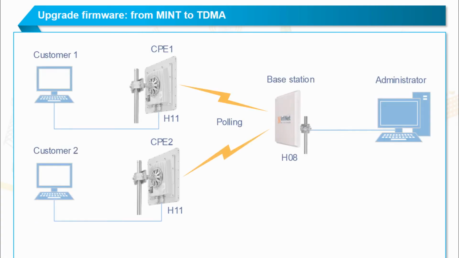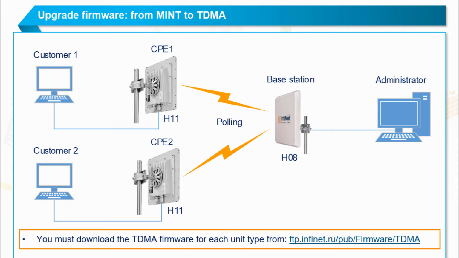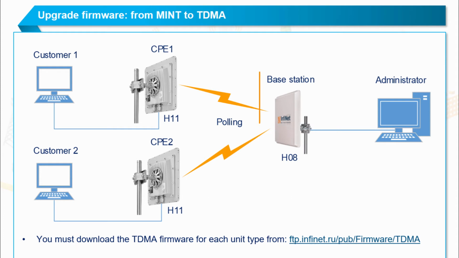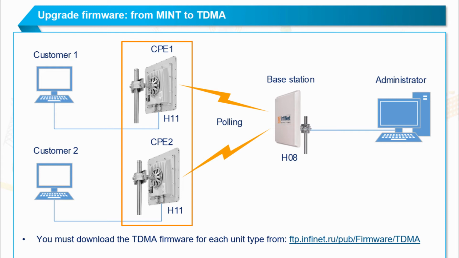As an example, I have prepared a simple point-to-multipoint setup with a base station and two CPEs. All three units are operating using the Mint firmware, and the purpose is to upgrade them to the TDMA version. The first thing you need to do is to download the TDMA firmware for each unit type from the InfiNet FTP server. In my case, I have one H08 revision unit, which is the base station, and two H11 revision units, namely the two CPEs.